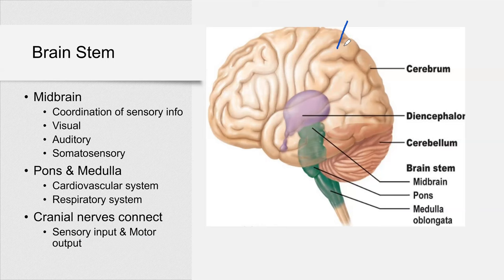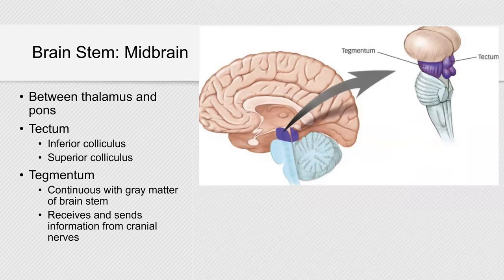So again, we have cerebrum, we have diencephalon, and we have brain stem that is made of midbrain, pons, and medulla oblongata. We really cover just the basics. Neuroanatomy is such a complex topic that it would take us probably the whole semester just to cover anatomy of brain, and of course we have only one lecture to do it.